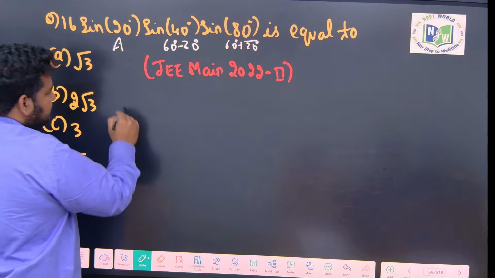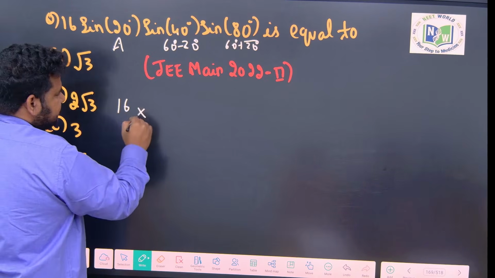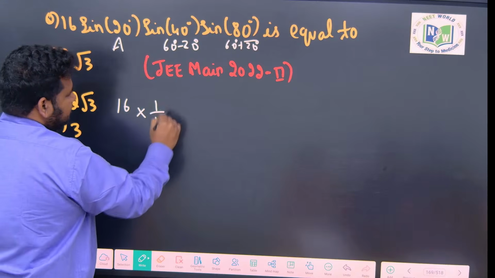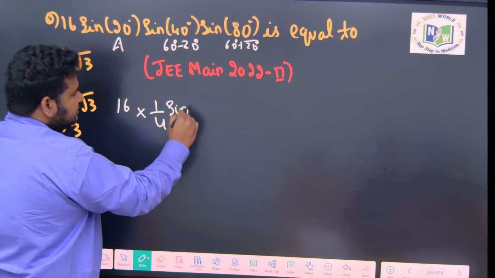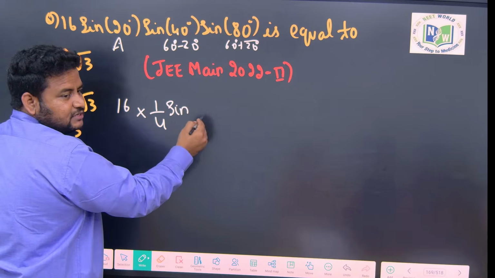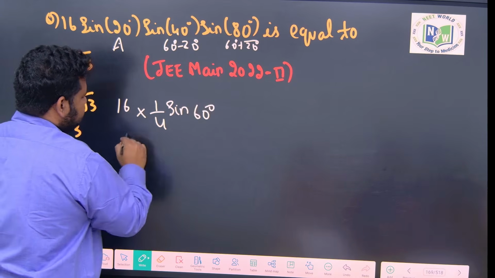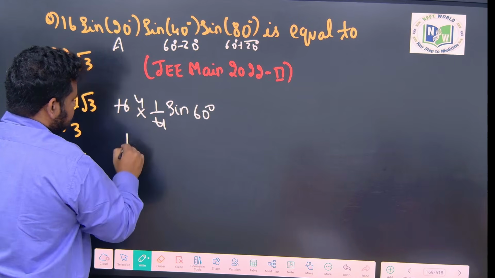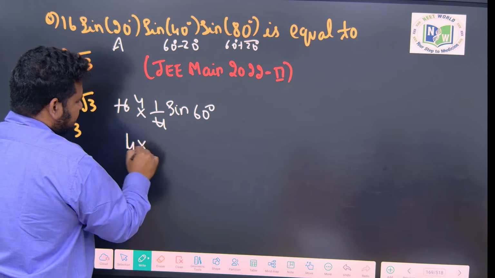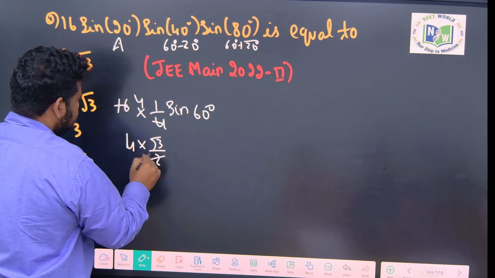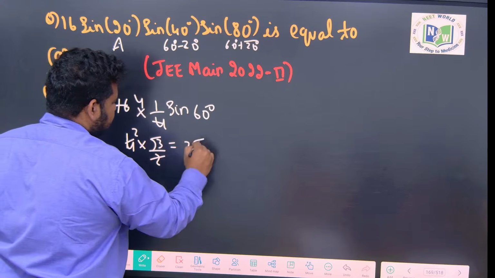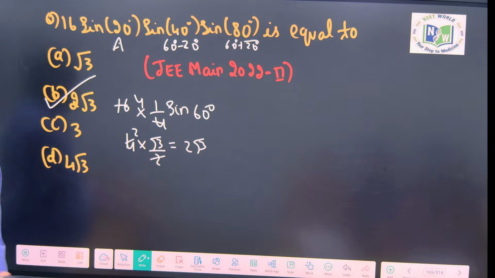So the answer will be: write 16 as it is, into the formula, 1 by 4 sin 3A. Here A is 20, so 3 into 20 is 60. We will have 16 into 1 by 4, which is 4, into sin 60, which is root 3 by 2. The 2 cancels, so the answer is 2 root 3. Understood? That's all, very simple.